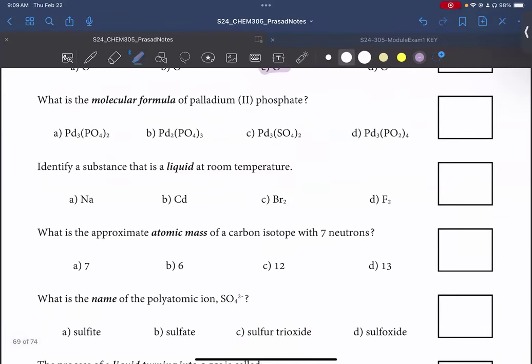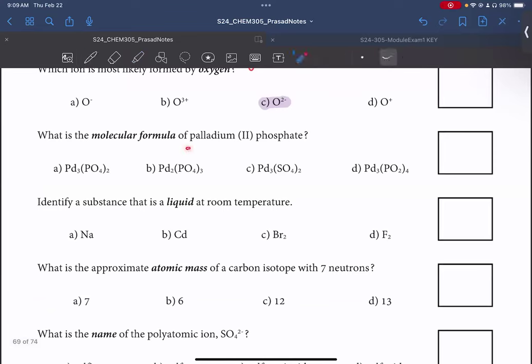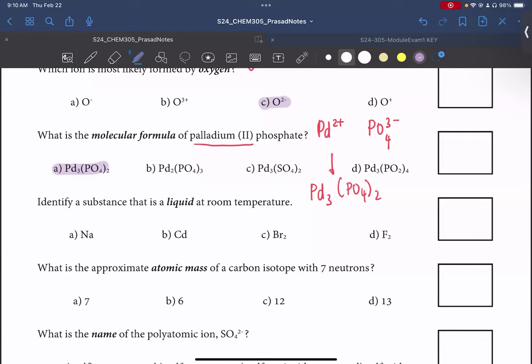What is the molecular formula of palladium phosphate? All right, so palladium is on the periodic table. It is a transition metal. It is number 46, if you want to quickly find it. Since it's a transition metal, we'd have to have some information that tells us what the charge is. Fortunately, we do. We have the Roman numerals right there. So that's how we know that this is palladium 2+. Phosphate is one of the polyatomic ions. It is PO4 3-. The resulting formula, which is crisscrossed, is Pd3(PO4)2, which in this case is A as in apple.